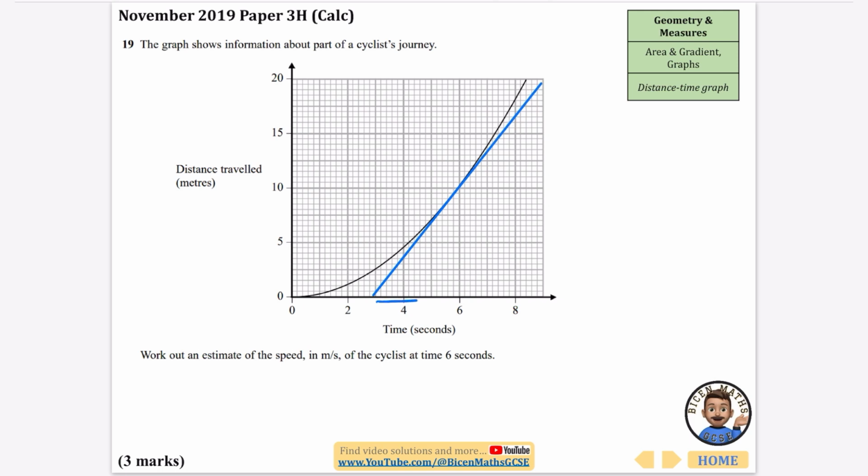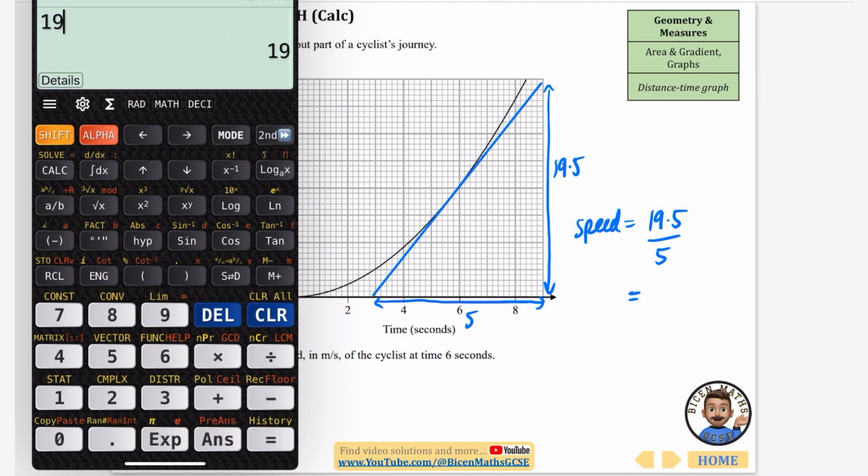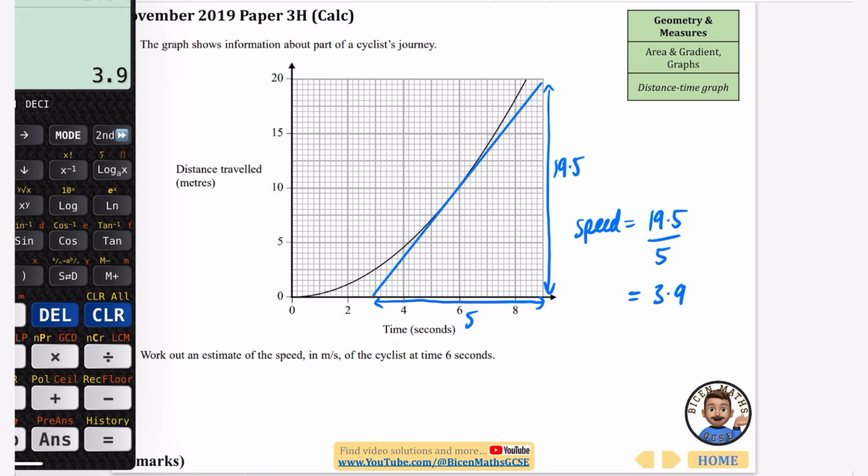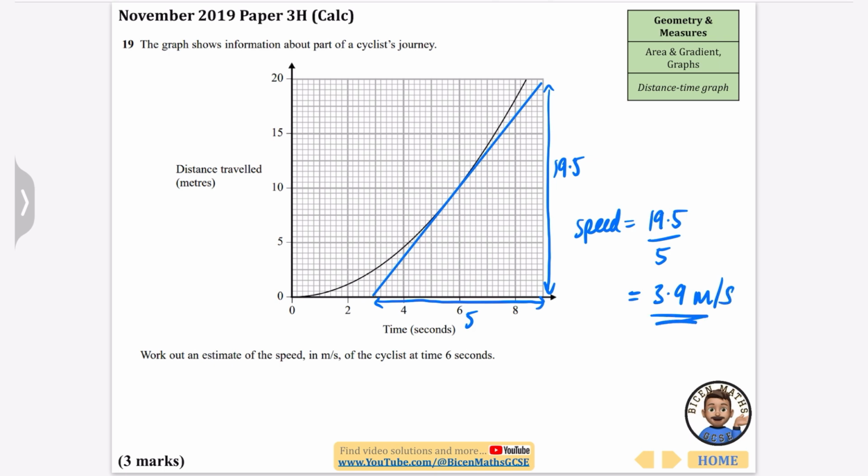So I would say that the bottom part of this triangle that we've got here looks like it's going from 2.5 to 8.5, which is 5 long. And then this part of the triangle is going from 0 all the way up to, well, this is 15 and 20, so it's 2 squares, so about 19.5. So in this case, the speed is going to be 19.5 divided by 5. And as before, they're going to give us a range of values that they would accept here. So 19.5 over 5 is 3.9, and again, it's going to be meters per second. So 3.9 meters per second.